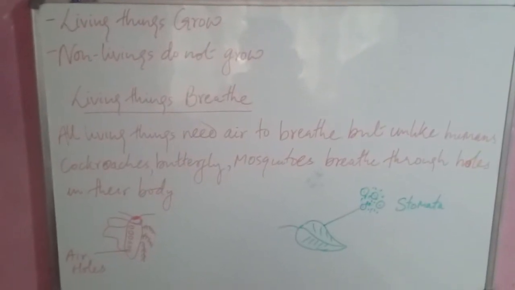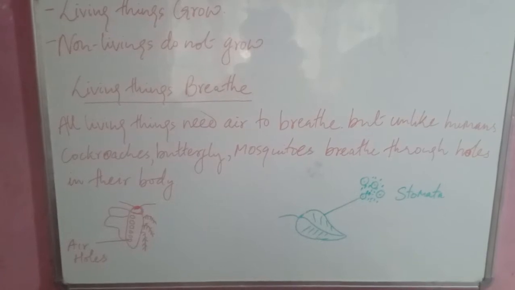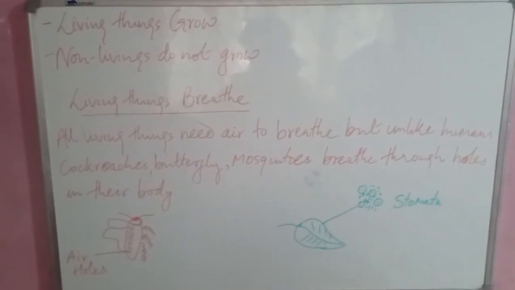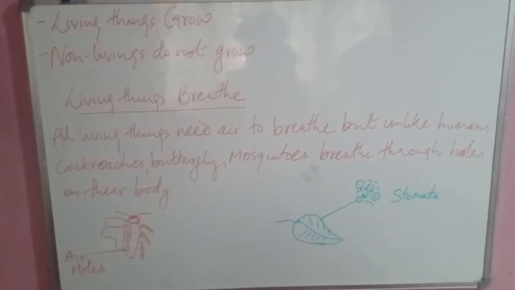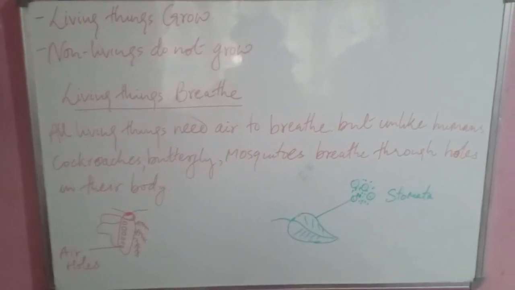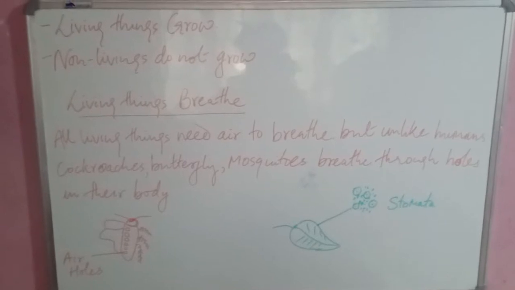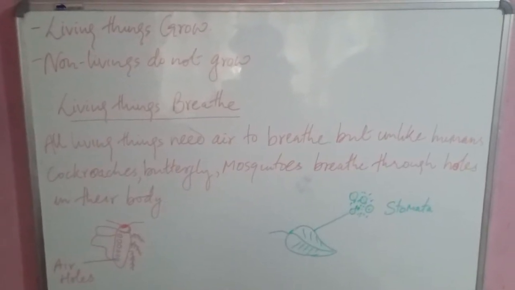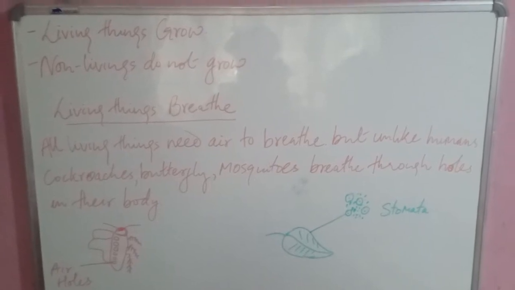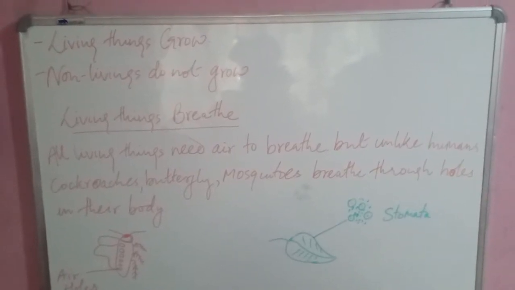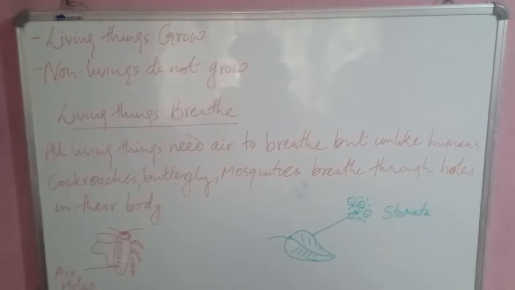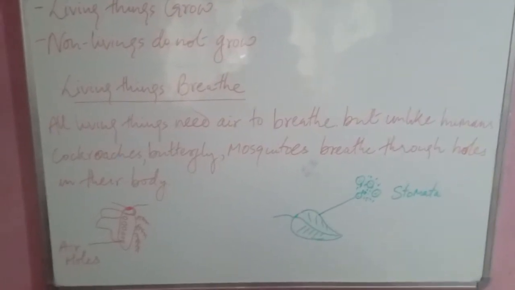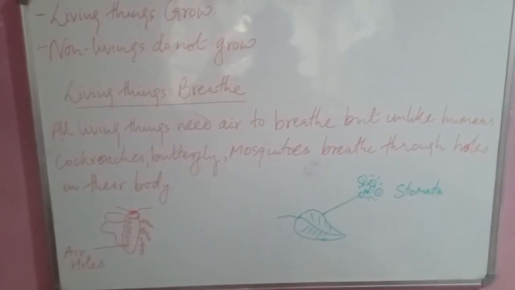Then we have: living things breathe. All living things need air to breathe. We breathe air through our nose. Several other animals breathe through their nose too. Cockroaches, butterflies and mosquitoes breathe through holes in the body. Plants breathe through tiny holes called stomata present in their leaves. So there are different ways of breathing.